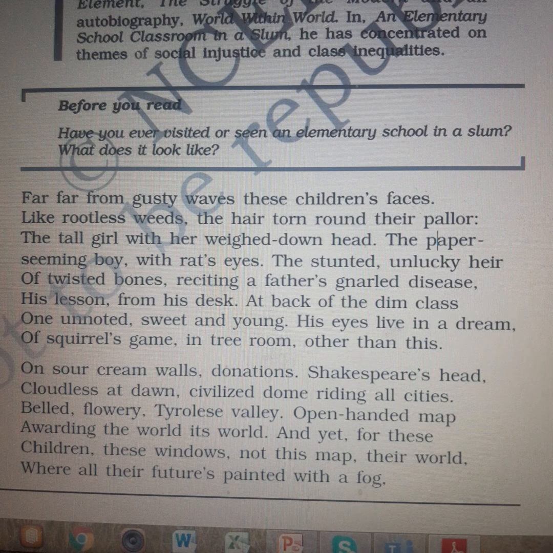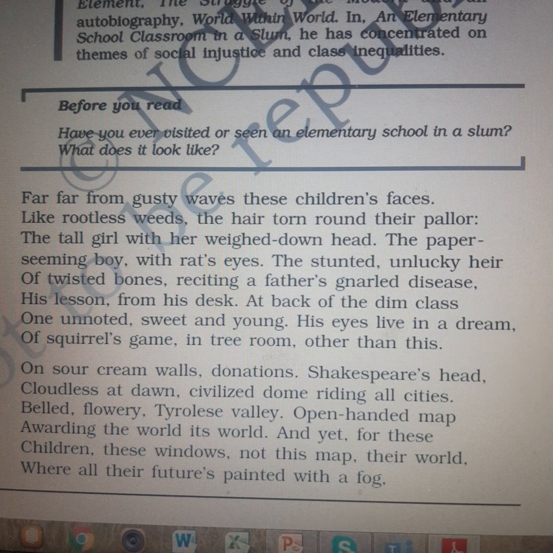On sour cream walls, donations. Now, because of the donations, maybe the whitewash must have been done, and it was a very creamish colored wall, which appeared to be very out of place. It was ill maintained, it was out of place, very dull, very depressing. Okay. Shakespeare's head, cloudless at dawn. Now, due to the donations, children, there were some portraits, some pictures that were hanging on those sour cream walls.